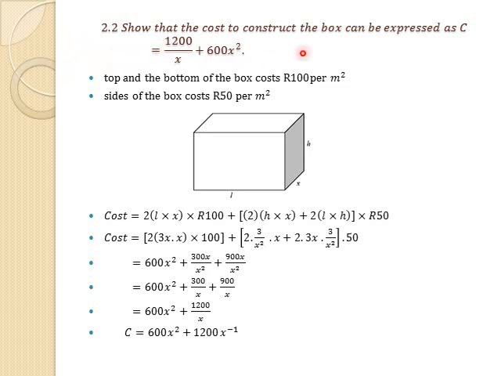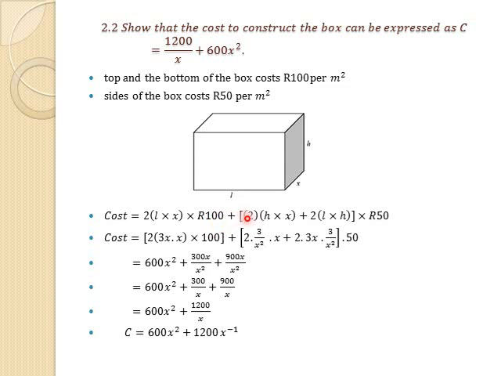2.2: show that the cost to construct the box can be expressed as C equals 1200 over x plus 600x squared. First, because they use cost, I need to know the top and the bottom of the box. The top and bottom are 100 Rand per square meter, the sides of the box 50 Rand per square meter. So for cost, or surface area, for the top and bottom, it's length times x, but I have bottom and top, therefore times 2. The top and bottom is 100 Rand, so I multiply by 100.